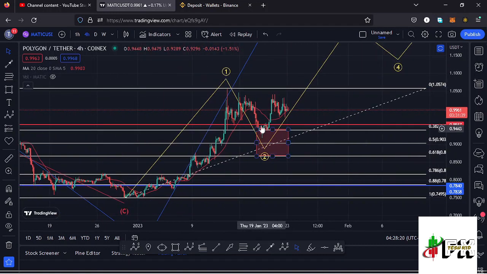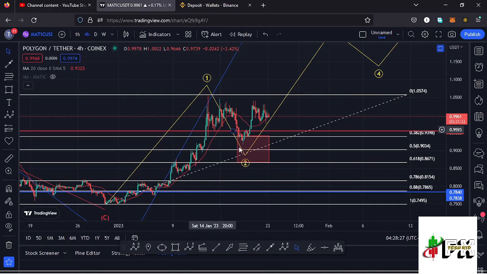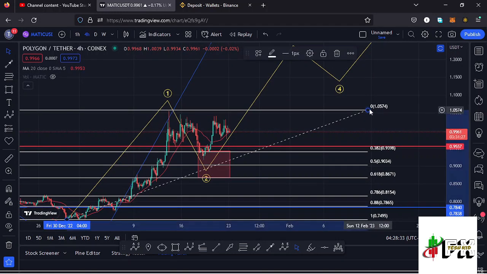and after retracing into that target area, we have seen a very nice reaction to the upside, managed to break above a key area of resistance at around the $0.95 mark in what could be the start of the formation of that higher Elliott wave count 3.